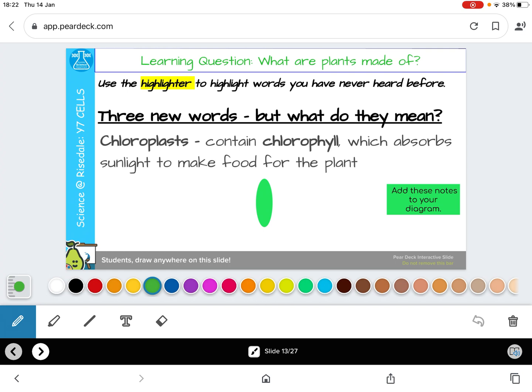And then the next new word was chloroplasts, and these contain a chemical called chlorophyll, which absorbs sunlight to make food for the plant.